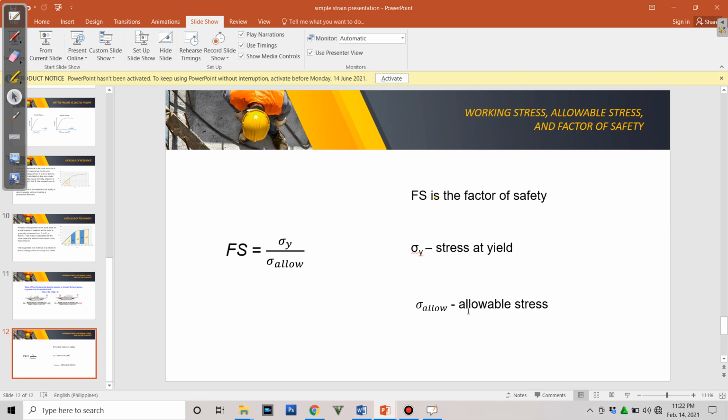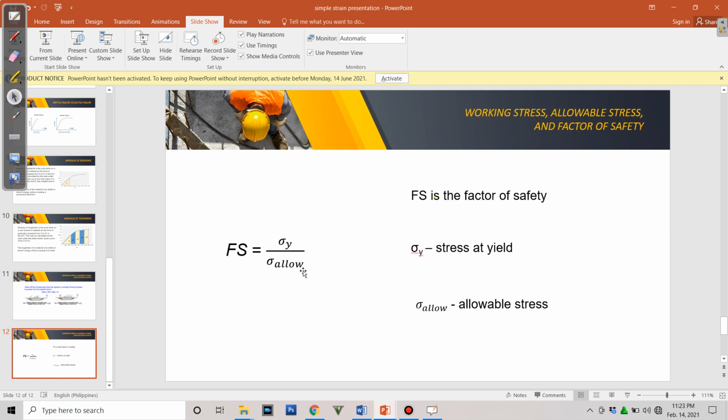The ratio of this strength, or the ultimate or yield strength, to allowable strength is called the factor of safety. Hence, we can see here the formula. Factor of safety is equal to sigma y over sigma allowable. So recall that after the yield strength, there will be an appreciable deformation. So we do not want that to happen. Therefore, sigma y should always be greater than that of the allowable.